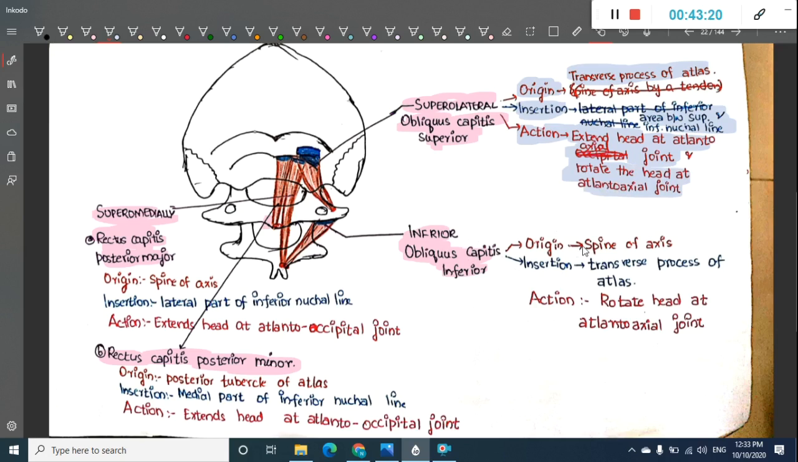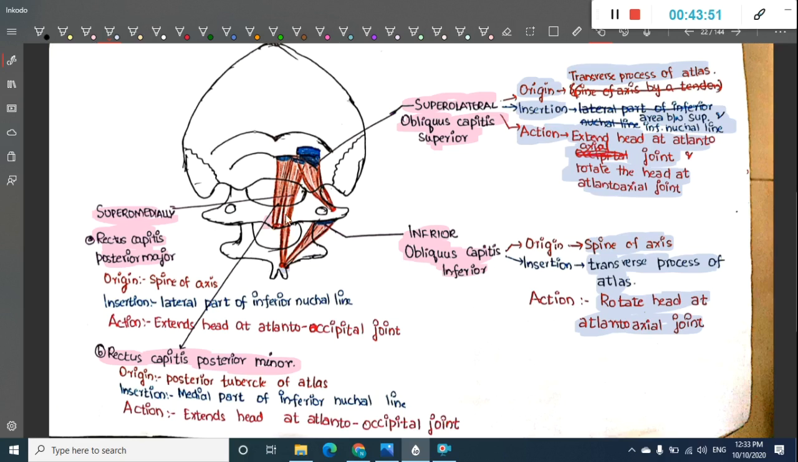If you see obliquus capitis inferior, it originates from the spine of the axis and inserts into the transverse process of atlas. It helps in rotating the head at the atlantoaxial joint. So this is obliquus capitis inferior.